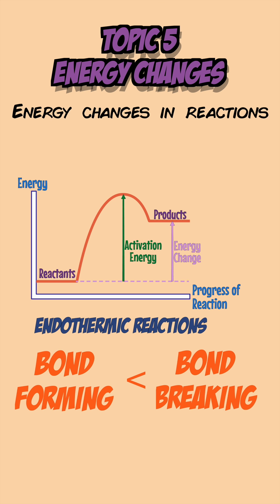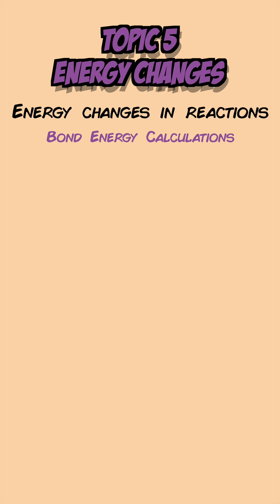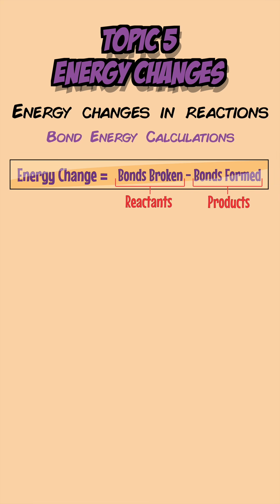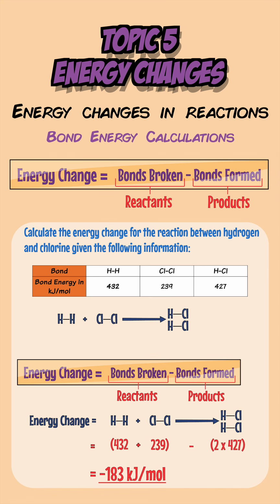You can use this concept to carry out bond energy calculations to find the energy change in a reaction. This is done by finding the energy needed to break the reactant bonds and subtracting it by the energy released during bond forming. Here's an example of one of these.